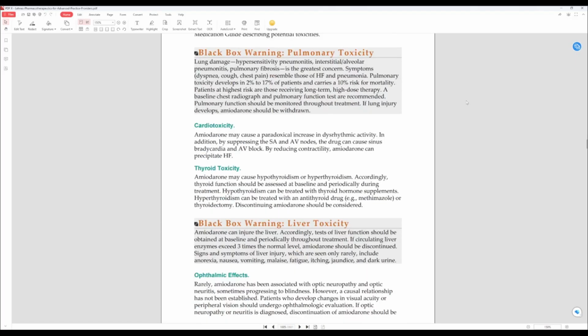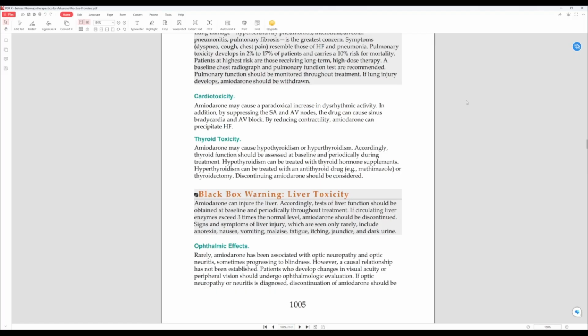Thyroid toxicity. Amiodarone may cause hypothyroidism or hyperthyroidism. Accordingly, thyroid function should be assessed at baseline and periodically during treatment. Hypothyroidism can be treated with a thyroid hormone supplement, whereas hyperthyroidism can be treated with an antithyroid drug or a thyroidectomy. Discontinuing amiodarone ought to be considered at that point.